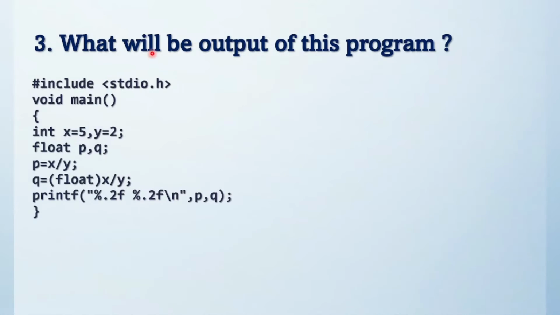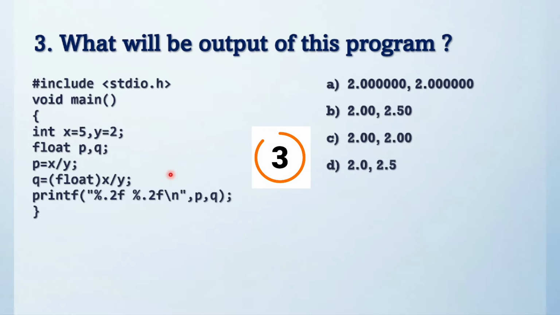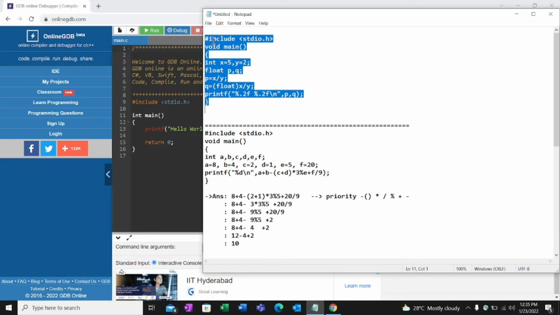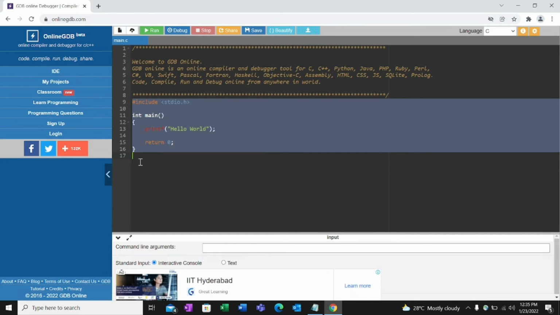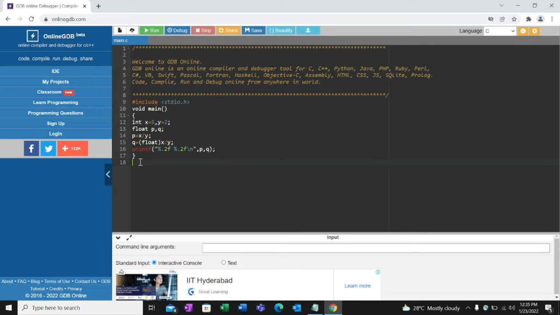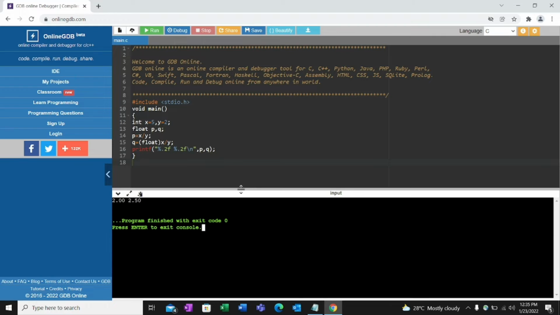Okay. Next question. What will be the output of this program? Try to solve it first, then let me know. These are the options. Here, I am using an online GDB compiler. If you want, you can use any compiler. So run this code. Let's see what the output is. Okay, 2.00, 2.50 is the output.